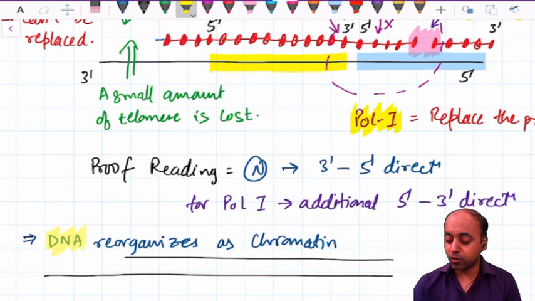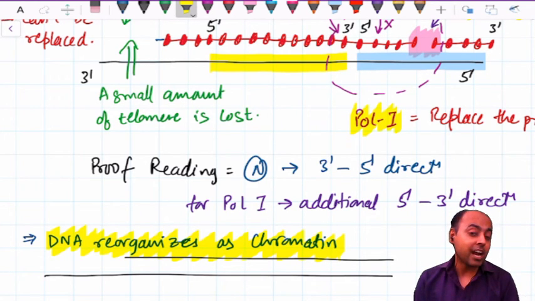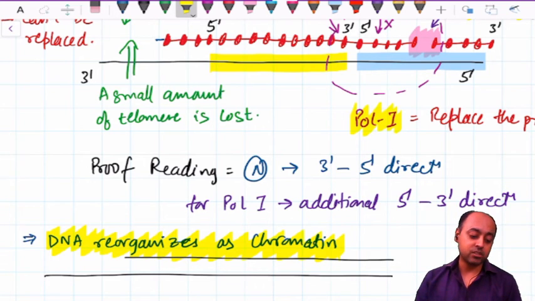This is a very important point to keep in mind. What happens to the DNA once the replication is completed? It reorganizes as chromatin, not as chromosome. The chromosome will come only in the M phase.